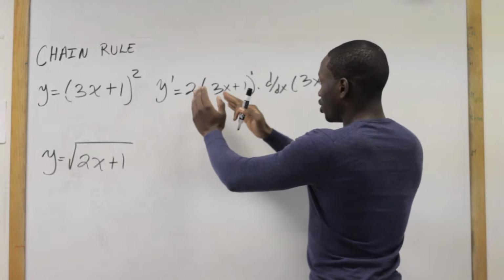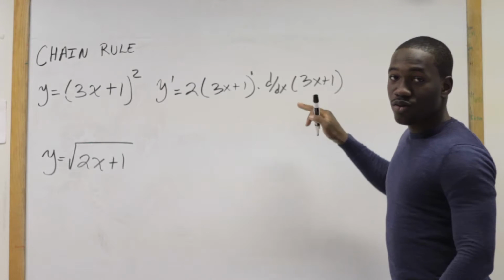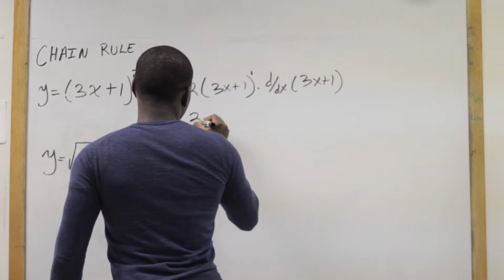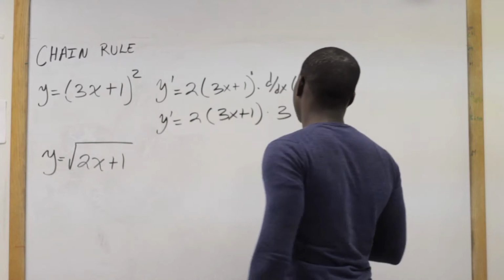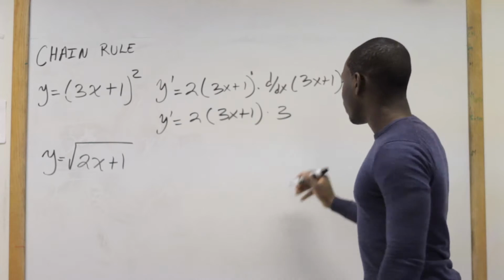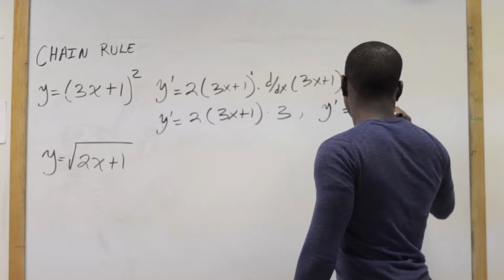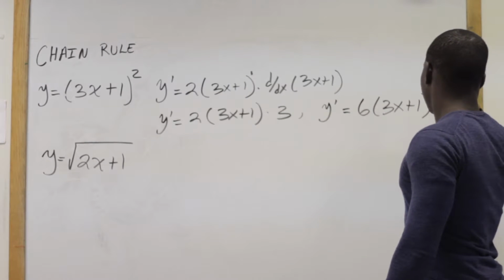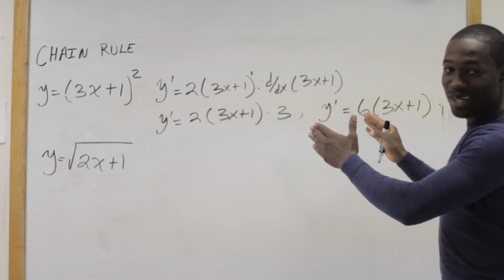Now we just bring everything down. You bring this 2, the 3x plus 1, bring it down. We take the derivative of 3x plus 1, which is 3. So bring your y prime down. Again, the derivative of 3x plus 1 is 3. Multiply the 3 by the 2. That's pretty much how you take the derivative using the chain rule.